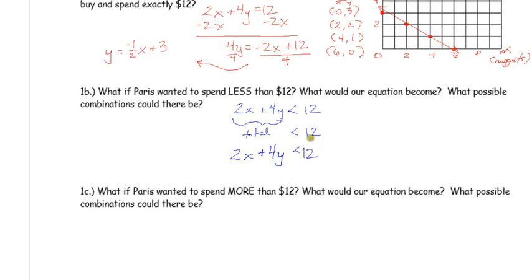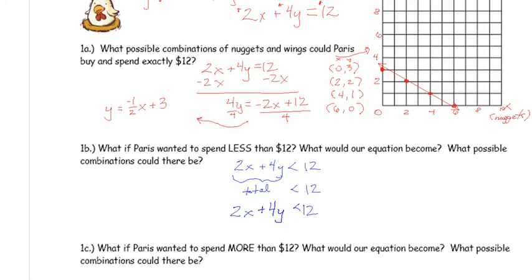And what possible combinations are there? Well, if I look back up here at the graph, any of these combinations that are below the line would give me a total amount less than $12. So if I think about what this one would mean right here, it means she's bought 1 pound of chicken nuggets and 1 pound of wings.